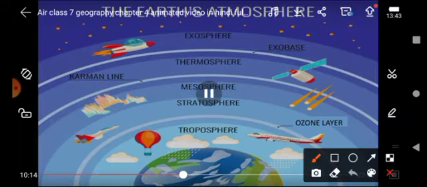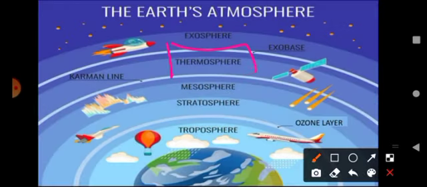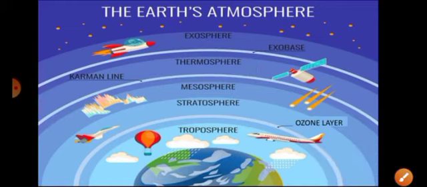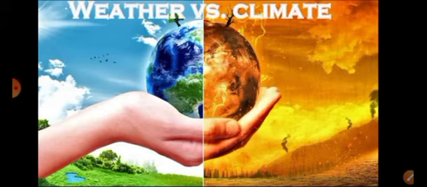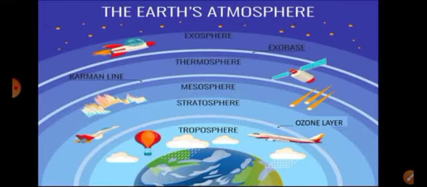Next, thermosphere. In thermosphere, temperature rises very rapidly with increasing height. Ionosphere is a part of this layer. It extends between 80 to 400 km. This layer helps in radio transmission. In fact, radio waves transmitted from the earth are reflected back to the earth by this layer.